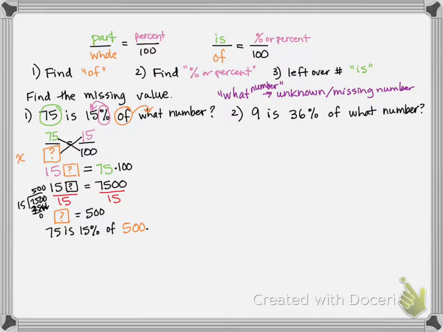So again, we're going to start by looking for the of and looking after it, always. So we have what number? So that's our mystery number, okay? So that's our unknown. So let me get my frame in here.